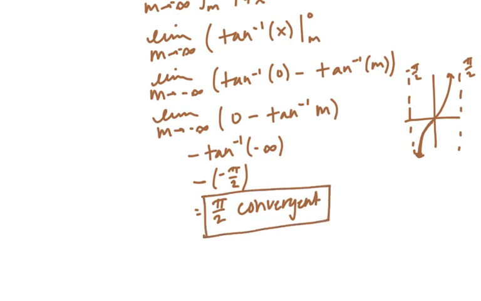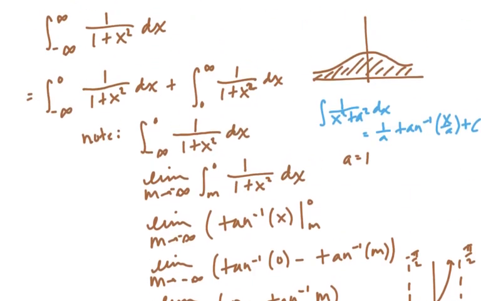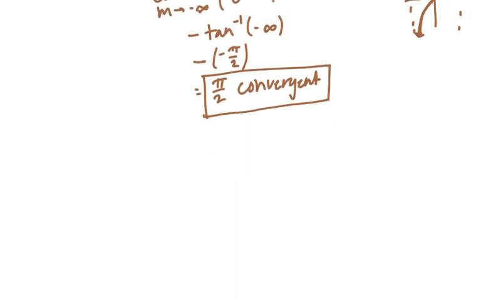So that was the first integral. Now we need to go back and do the second integral, which is the integration from 0 to infinity of the same problem. So we're going to say note, and we have the integration from 0 to infinity. I think I said pi a minute ago. Sorry about that. 1 plus x squared dx.